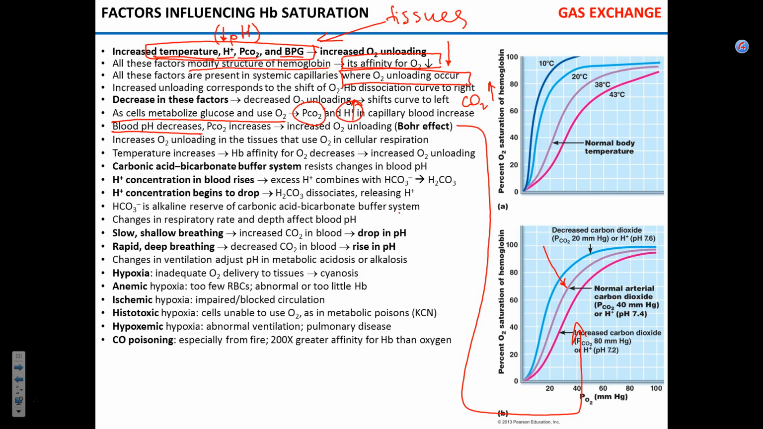Okay. Now, when arterial CO2 increases as the result of, let's say, very intensive cellular respiration, the curve shifts to the right. Does that make sense? Let me show you what is the outcome of this. So that's 40, okay?